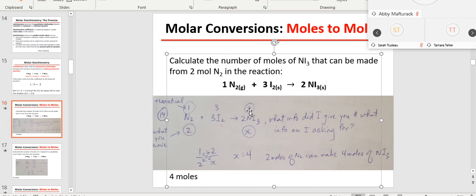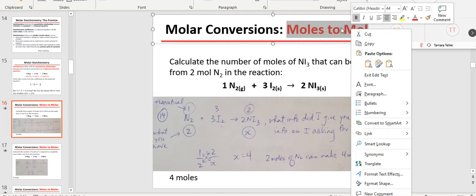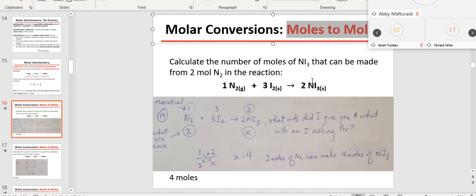First thing you do, write your molar ratio, 1, 3, 2. Very first thing. Now, what is he asking for? What did he give me? Well, he's asking for the number of moles. What did he give me? He gave me 2 moles. And you see here, he's asking for moles. He gave me moles. These are moles up here. So it's moles, moles, mole to mole. These are the easiest.